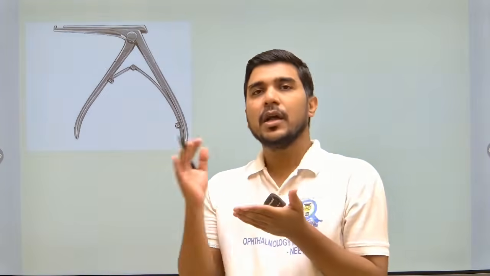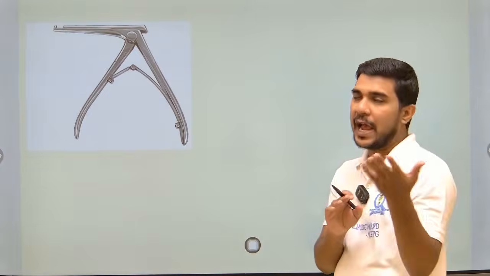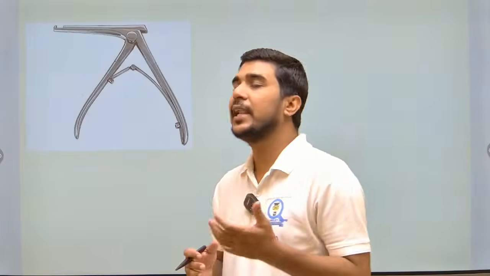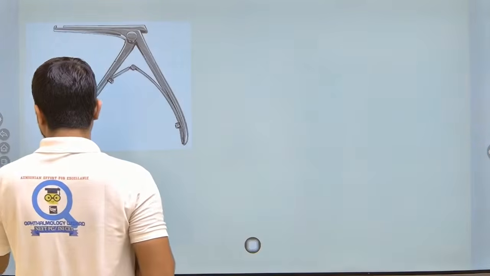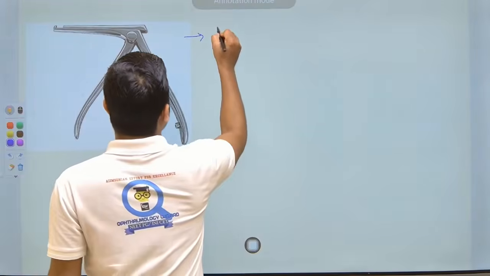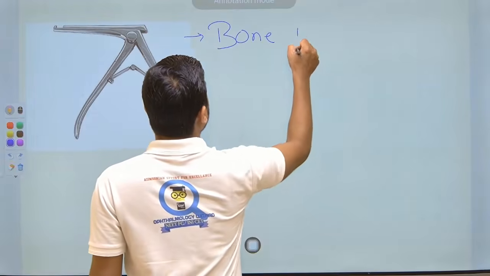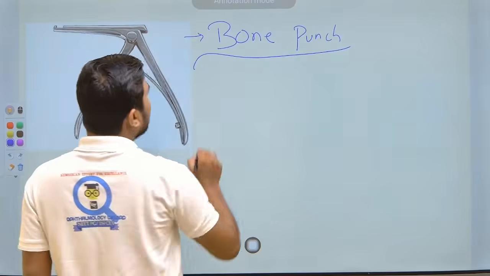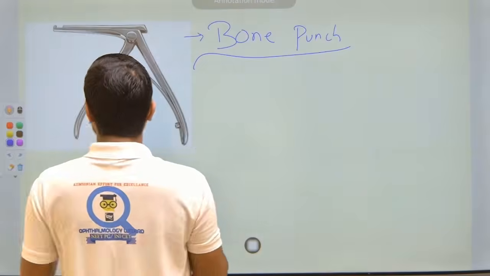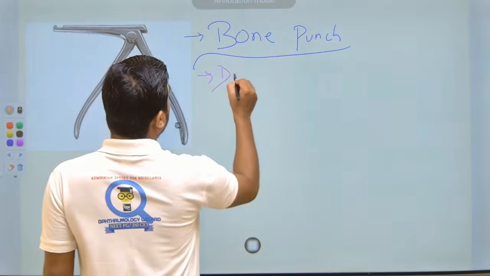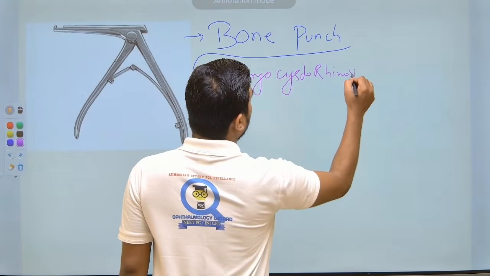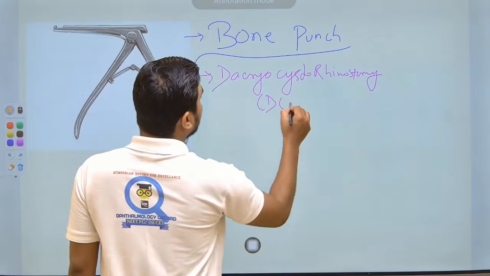Now we are moving to the lacrimal apparatus and the eyelid part. Now looking at the picture, what is this instrument used for? What is this known as? Just think in the mind. Okay, if you have thought, then I am writing it here. It is called bone punch. Bone punch means this will cut the bone. It is used in dacryocystorhinostomy.